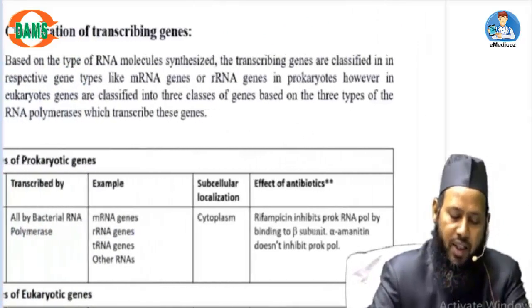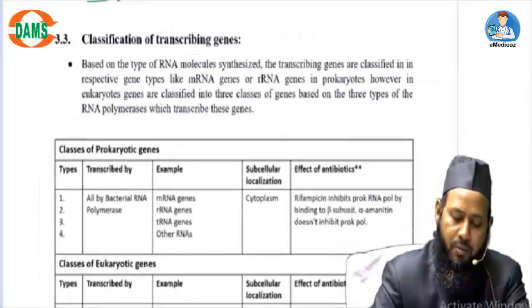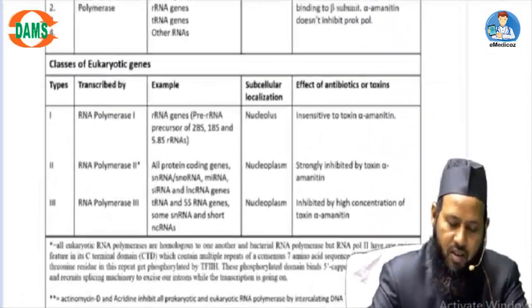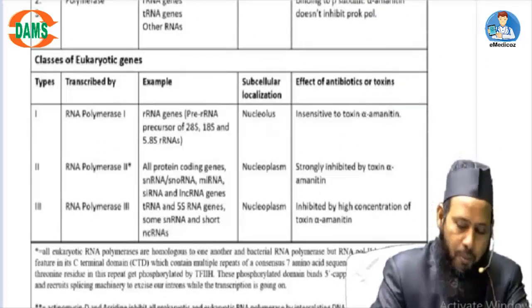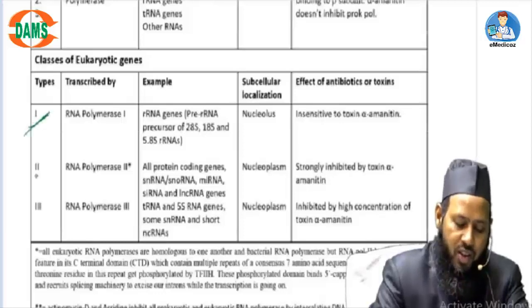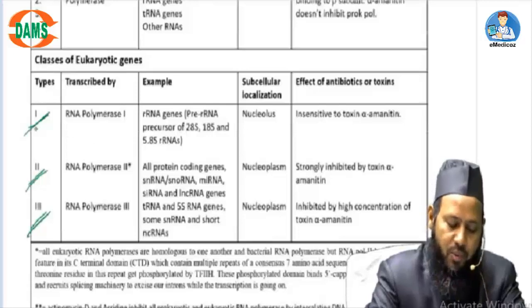So basically in eukaryotes, you understand that there are 3 kinds of RNA polymerases. So this is the type of genes: class 1 genes, class 2 genes, and class 3 genes. Class 1 genes are transcribed by polymerase 1. An example of such genes is ribosomal RNA genes, exclusively ribosomal RNA genes.